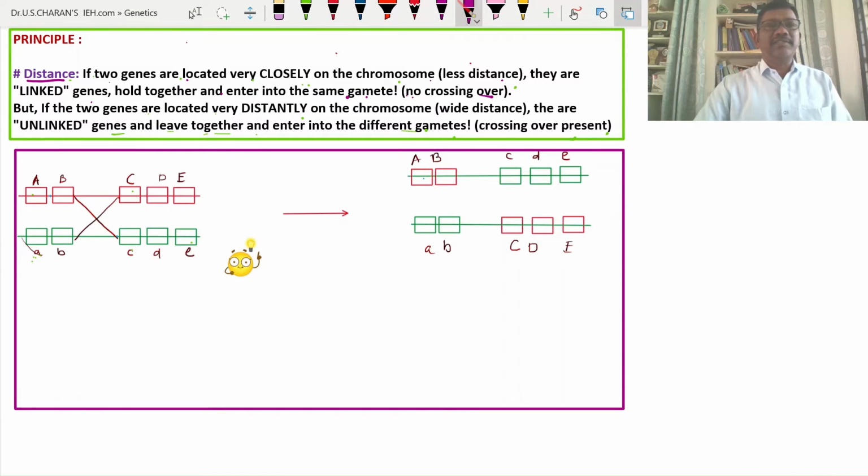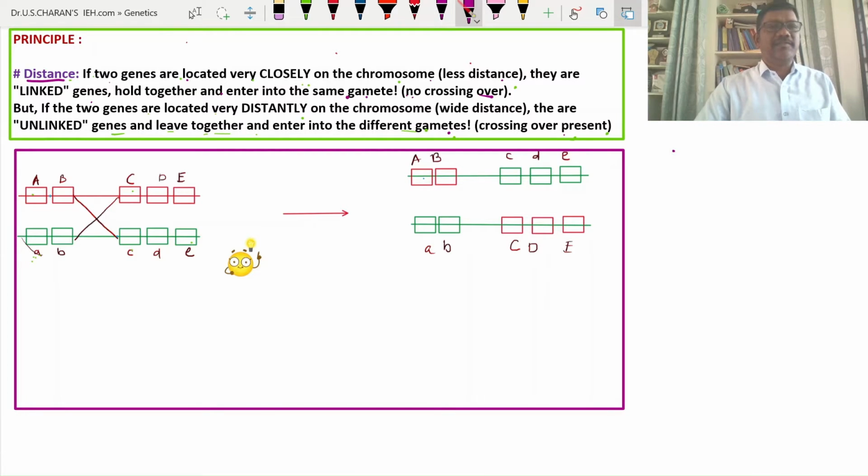But if the two genes are located very distantly, if the distance between the genes located on one chromosome is very wide, they are unlinked genes. They repel each other and enter into different gametes. They are involved in crossing over, and they can form new genetic recombinations. They form new genotypes in the next generation. So the distance determines the genotype and phenotype of the next generations. The distance determines whether the genes participate in crossing over or not.